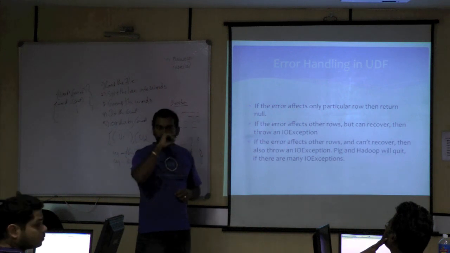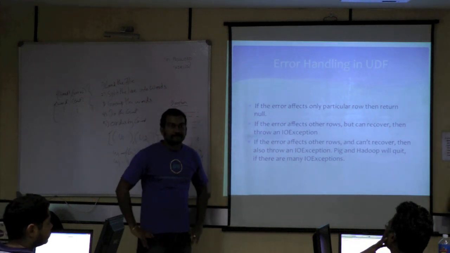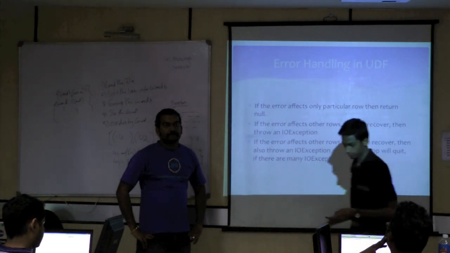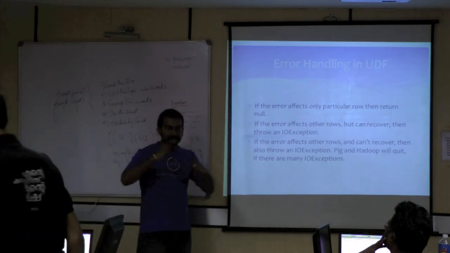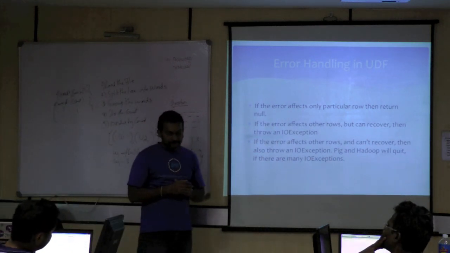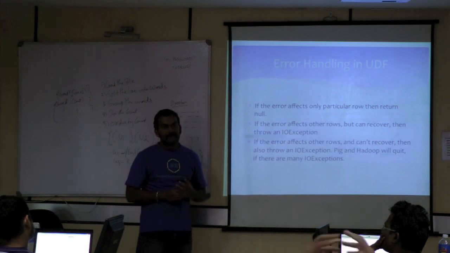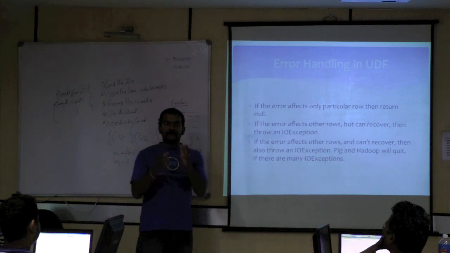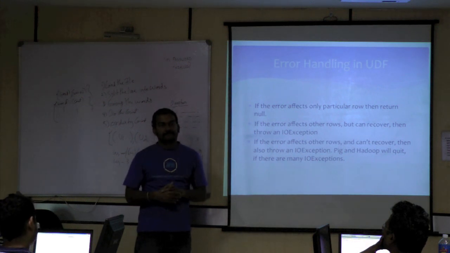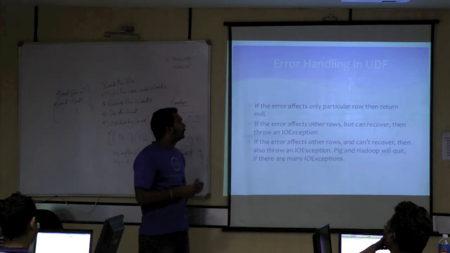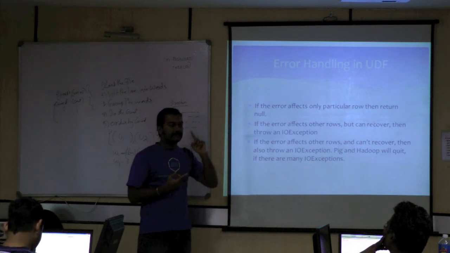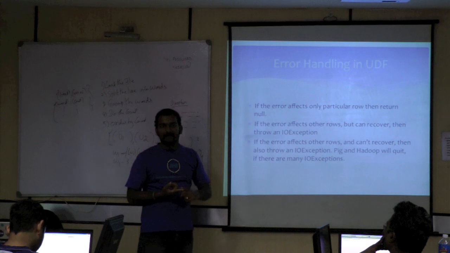The tuple that's given to the UDF, is that usually for one row or is it for all rows? One row. It is all the columns in that one row from the previous data set that's given to the UDF. It could be all the columns, or it could be just the one column which you have passed, depending on what you have passed. So that is the first thing. If there is any error which would affect only that row, then you should return null.